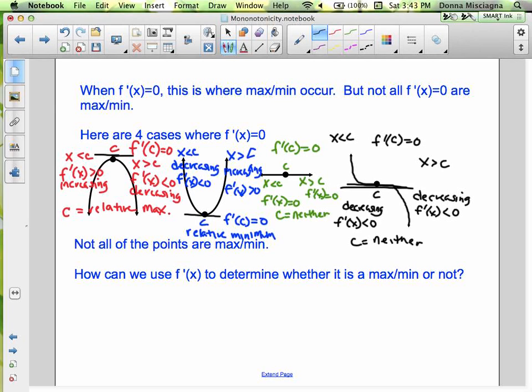So not all the points are maximums or minimums. To help us figure out whether a value is going to be a maximum or a minimum, because we're not necessarily going to have a graph here, we're going to have an equation, a function, how we can tell if our points are maximums or minimums is by using a sign chart to help us analyze the derivative.